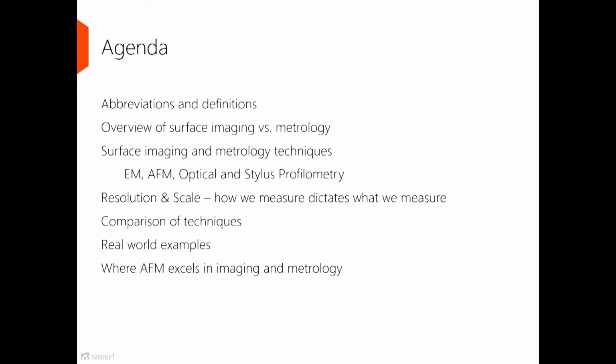So I'd like to go over the brief agenda for our talk today. Number one, I'd like to go over some abbreviations and definitions. Number two, I'd like to talk about an overview of surface imaging versus metrology, and then make a comparison of the metrology techniques: electron microscopy, AFM, optical and stylus profilometry. I'll talk about the resolution and scale because that's really important to dictate what we measure and make sure that we get the right answers for what we want to see. We'll compare the techniques. I'll give some real world examples. And then because this is Nanosurf and we are an AFM company, I'm going to talk about where AFM in particular excels in imaging and metrology.